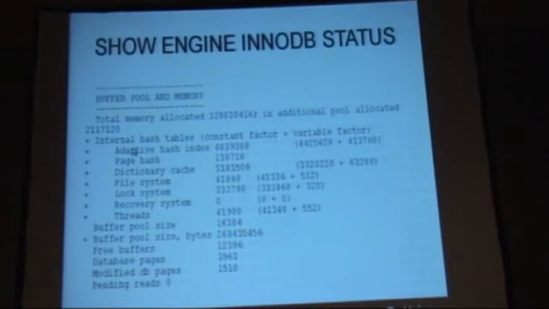So we know that the InnoDB buffer pool pages misc is the number of pages that are used for some metadata and for the adaptive hash index. This actually breaks out how much of those pool pages misc are used for the adaptive hash index, how many are used for page hashes, how many are used for the dictionary cache, how much is used for file system, lock system, recovery system, threads.